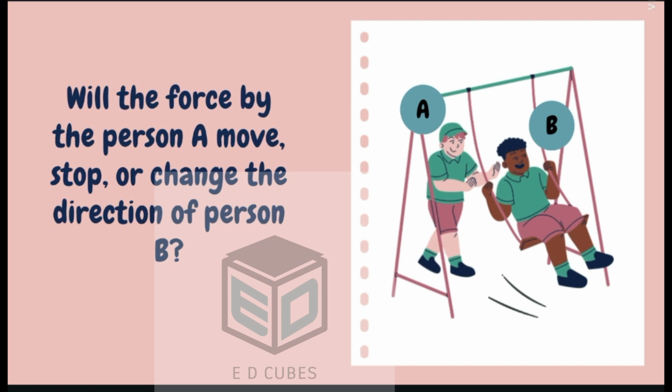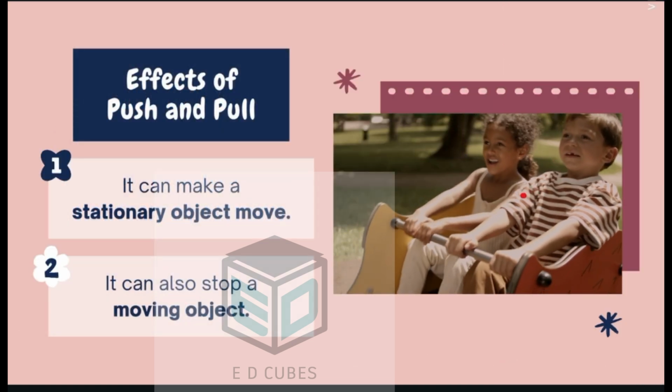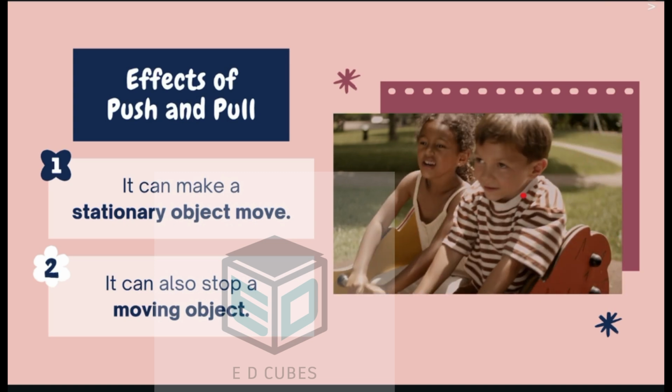What do we know from this? From this, we got to know that force can move, stop, or change the direction of the motion of any object on which the force is applied. Is it clear? If it is clear, then let us continue learning the effect of push and pull.